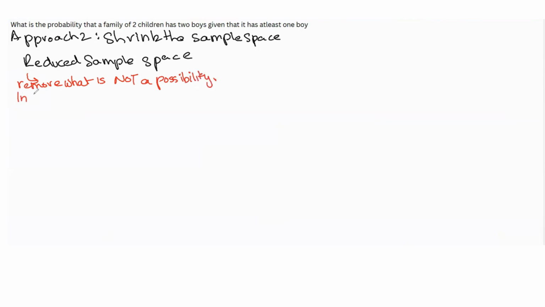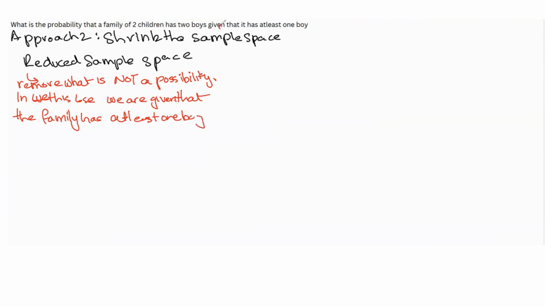In this case, we are given that the family has at least one boy. We're told this given that it has at least one boy, which is essentially the event y that we defined. So remove all outcomes where there is no boy, because we're told there's at least one boy. We'll remove what is not a possibility, which is that there is no boy.